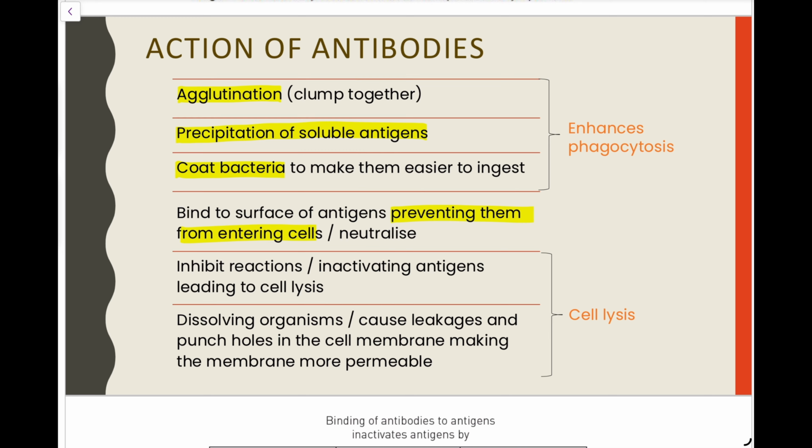And then we also have a few options involved in cell lysis, so cell death. So we can use antibodies, and some might inhibit reactions or inactivate antigens, and that's going to cause cell lysis. And secondarily, some antibodies can also have the effect of dissolving organisms or causing a hole to form within the cell membrane, making it become more permeable. So that's our very quick overview of the humoral response, and following this one, it's good to have a look at the cell-mediated response.